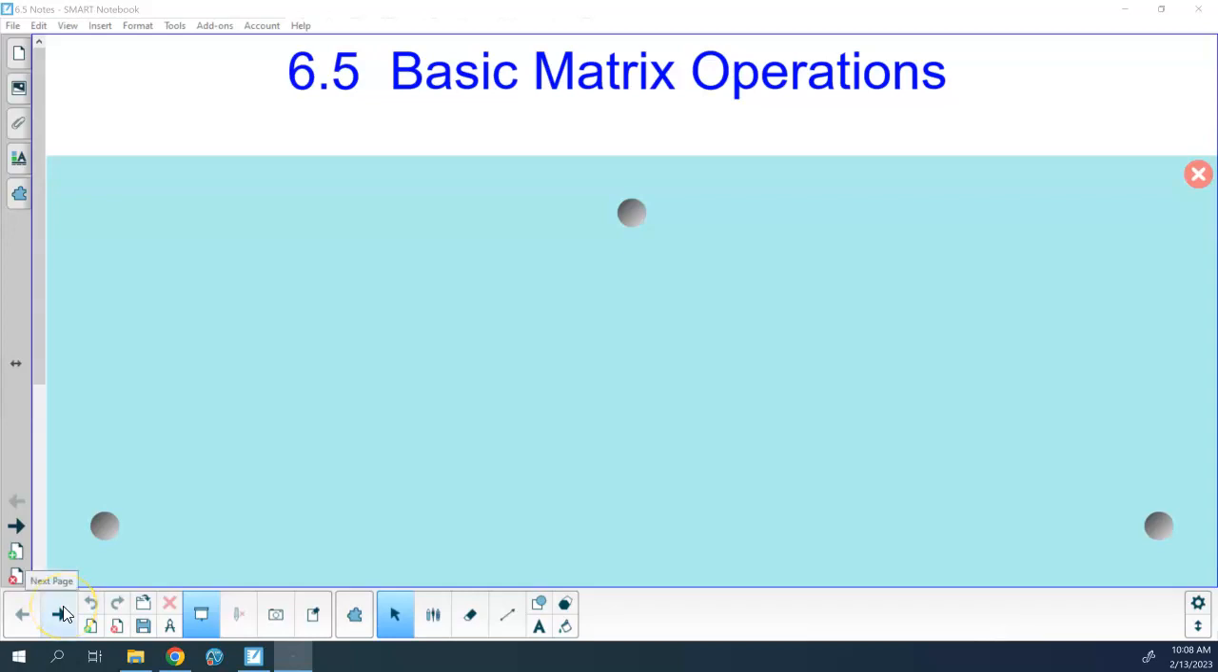So this week in Algebra 3, today we've got basic matrix operations. We're going to learn all about matrices this week, so that next week we can solve systems of equations with matrices. Which, I hate to break it to you, is the easiest of the methods, if you buy into the matrix operations that we're going to learn.